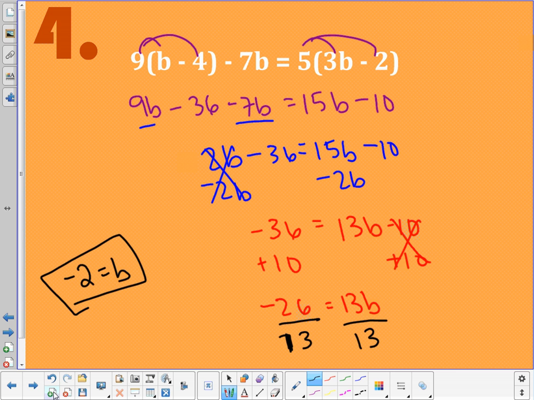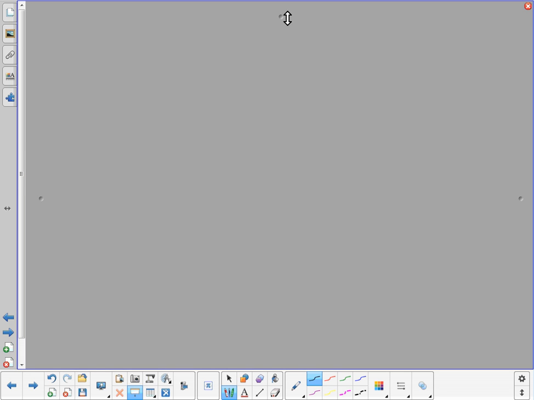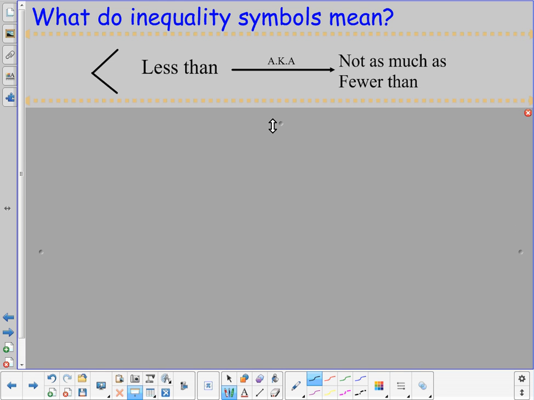Now let's just talk about inequality symbols and remind ourselves what inequality symbols look like. So the first inequality symbol that we have seen in the past is the less than symbol. Less than means anything that is not as much as, or there's fewer than. It's any solution that's smaller than, and it does not include the number. Okay, that's the less than symbol. That's how it's read. So it's read less than, and this is what it means.